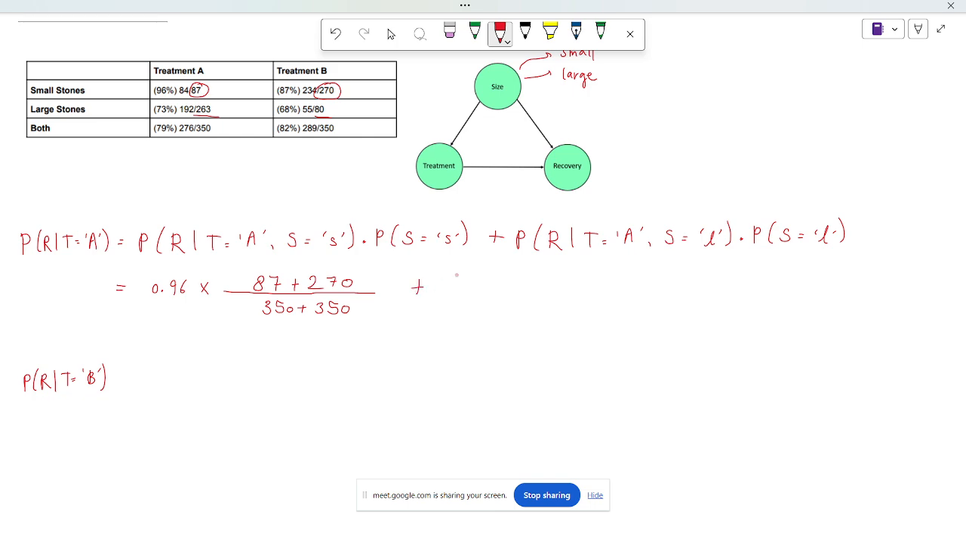And then I want to do the same thing over here as well. Now, the probability of recovery, given that the treatment is A and that the size of stones is large, is right over here as 73%. And then you would want to multiply that with 1 minus this thing, basically. Or in this case, 263 plus 80 by 700.